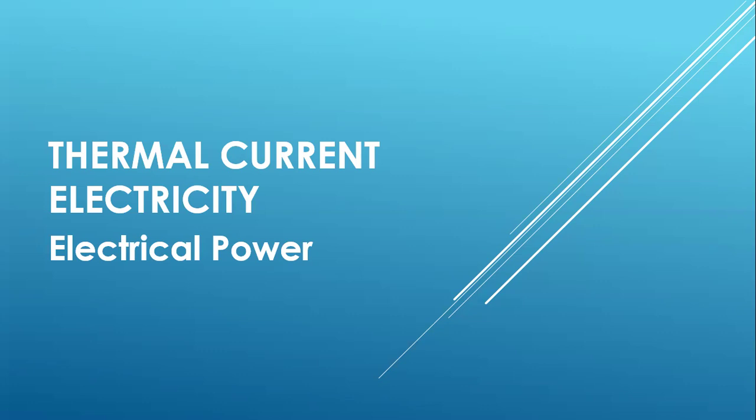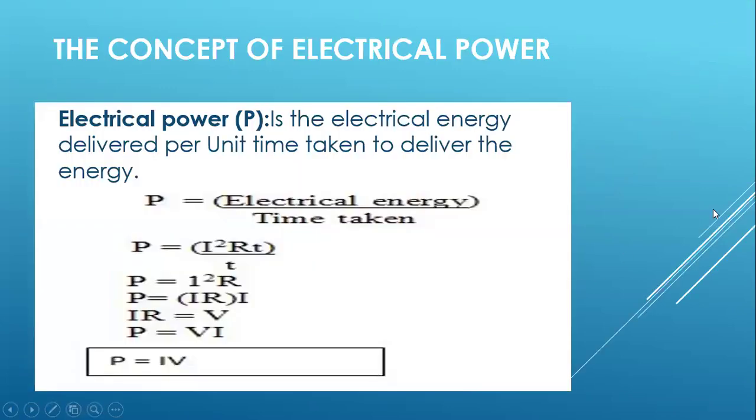Our topic is thermocurrent electricity. So far in our previous video, we discussed the mechanism of heating through the current electricity. So today let's discuss the electrical power. Now we'll start with the concept of electrical power. Electrical power is just the electrical energy delivered per unit time taken to deliver such energy.